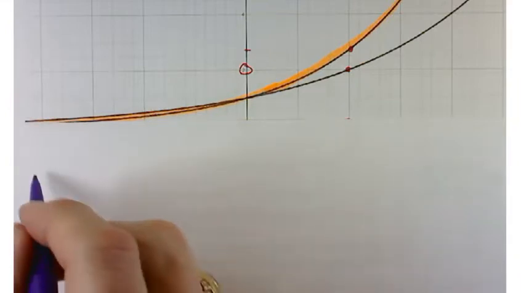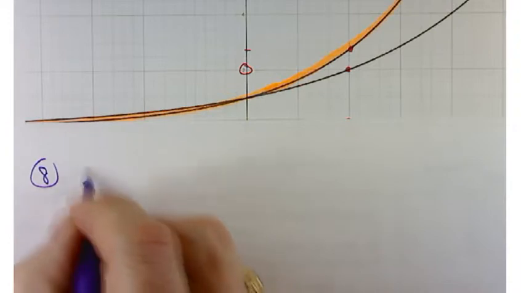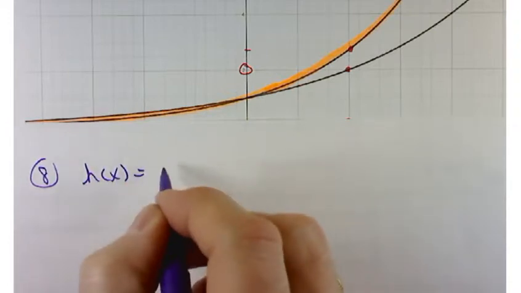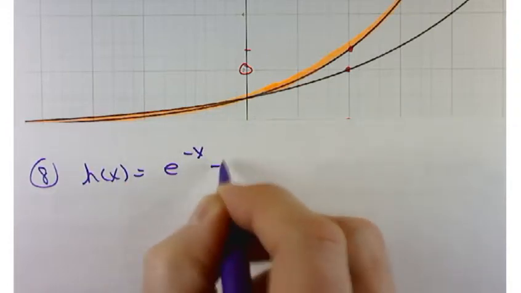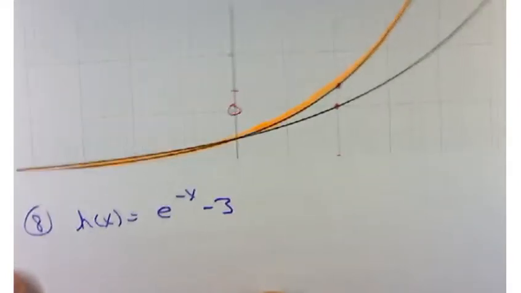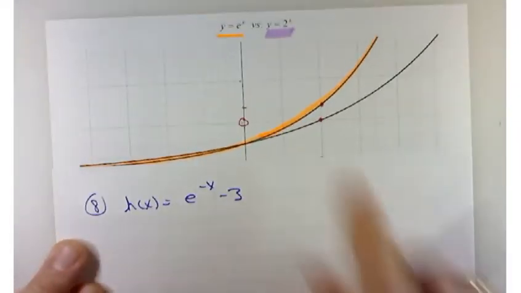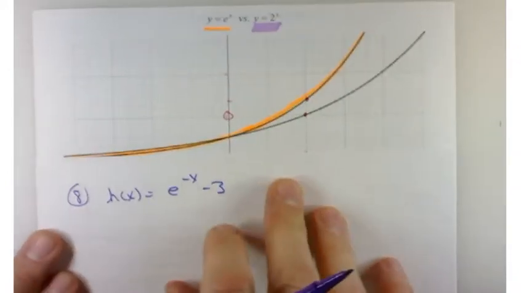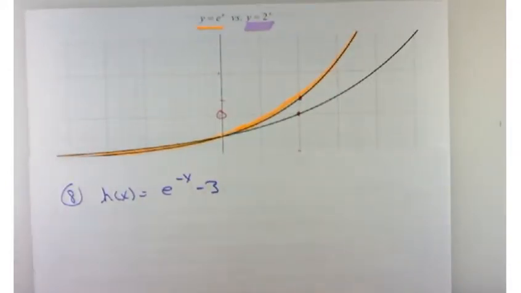Problem number 8, for instance. h of x is e to the negative x minus 3. So you're going to take your basic graph of e to the x. How are you going to change that graph? How's it going to be shifted?